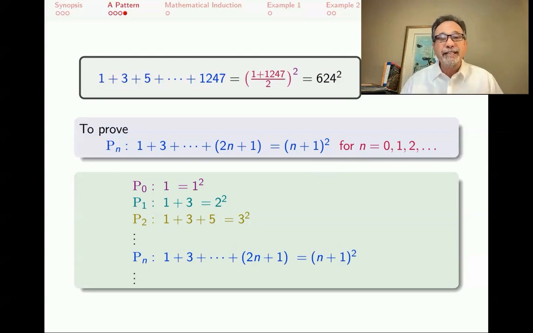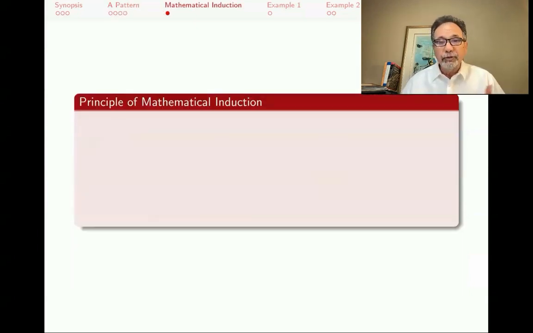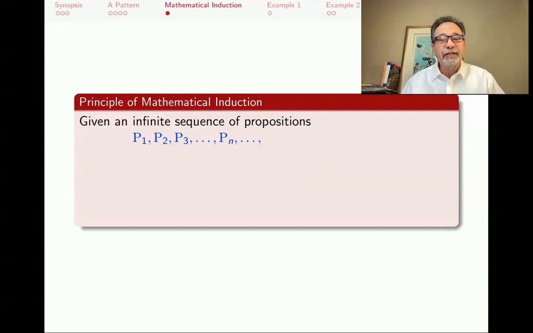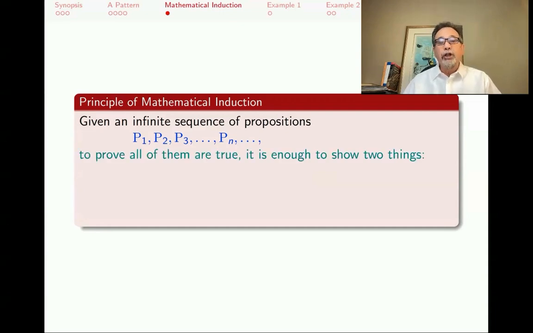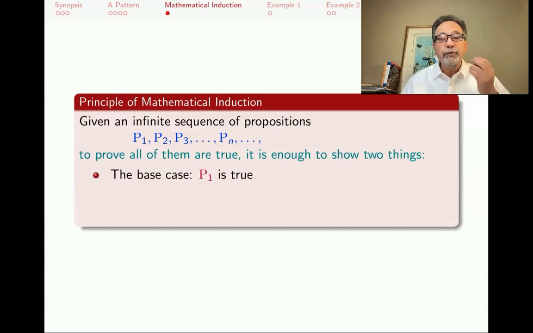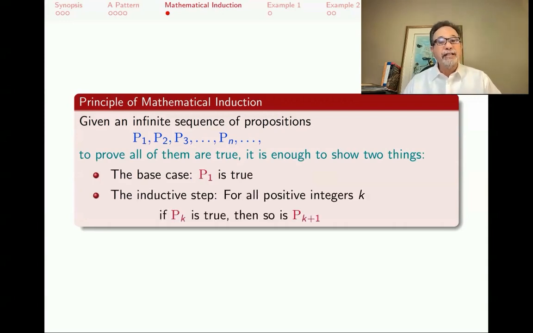So I have this infinite sequence of propositions and I want to prove them. Now, the first ones I can just check and I know they're true, but I don't know if all of them are true. What was the principle of mathematical induction? If you have an infinite sequence of propositions, to prove that all of them are true, you do two things. Prove the first one is true, we call that the base case, and then do this thing we call the inductive step, which is not to prove any of them are true, but to prove that if one of them is true, then the next one is true. If Pk is true, then so is Pk plus 1. And not just for a specific k, but for all positive integers. K can be 1, 2, 3, 4, 5, and so forth.